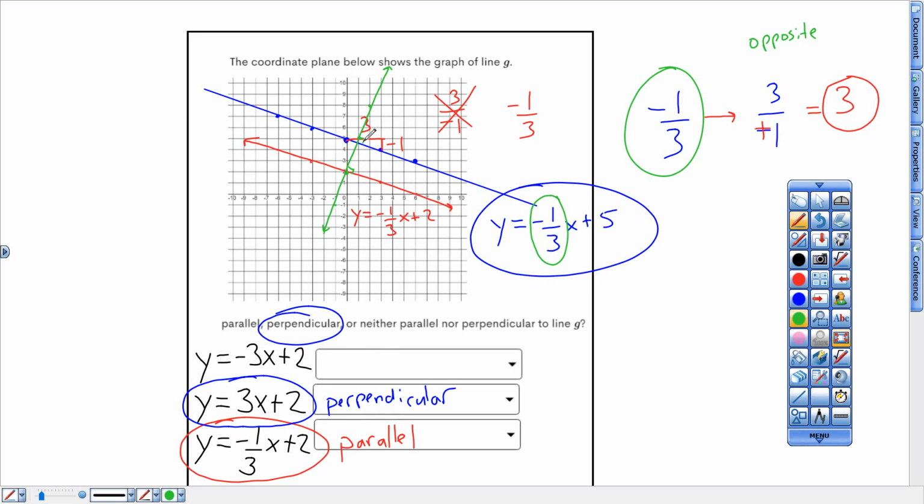The other scenario is this: if it's not equal, or if it's not the opposite reciprocal, then it's neither. Because any graph that does not have the same slope is not parallel. Any graph that does not have the exact opposite reciprocal is neither. If I was to graph negative 3x plus 2, that would look like this. And you could see negative 3x plus 2 is no way perpendicular to that blue line. Nope, that's just a nothing line, maybe a one solution line.